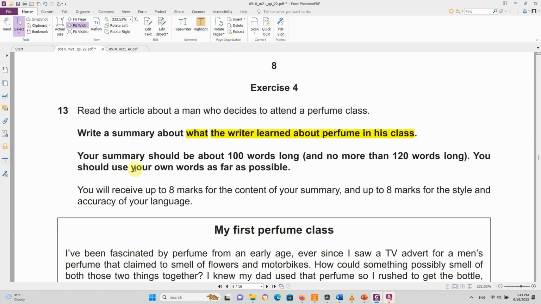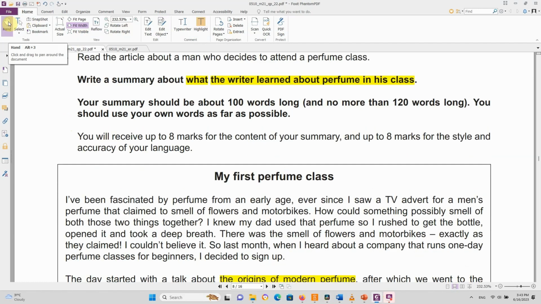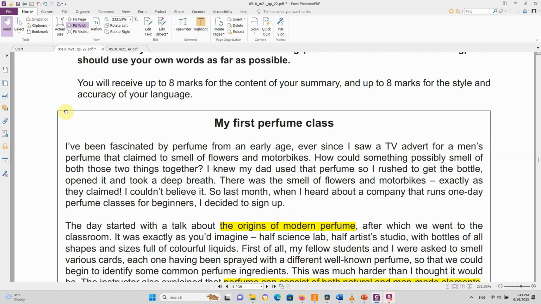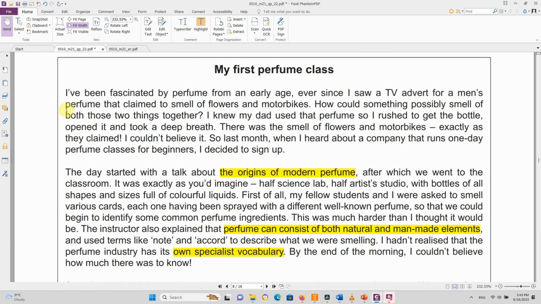So here we need to focus on what the writer has learned about perfume in his class. So let's start. We are going to read, and as we are reading, we are going to highlight all the points we need for our summary. My friend Julia is going to read, and I am going to explain.